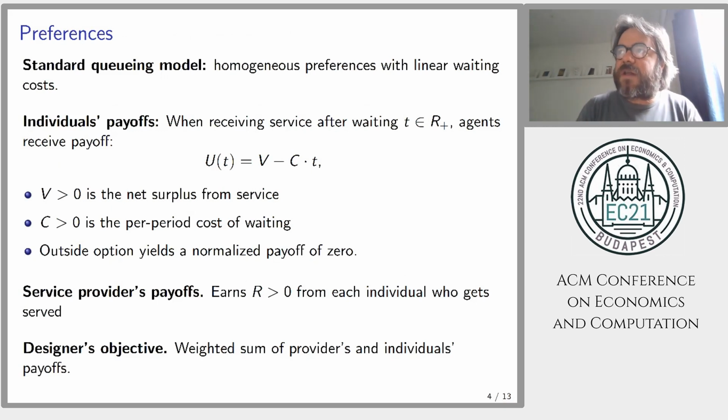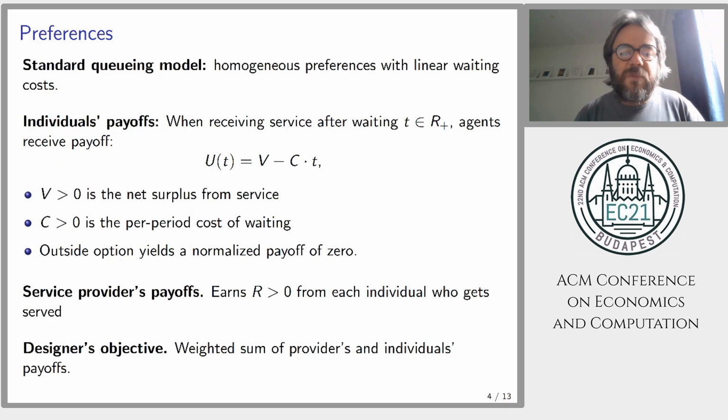So this is the utility that an agent gets if it joins the queue and gets served after a period of time of t. Now, if it doesn't join the queue, it is going to get some outside option, and we assume that its utility for the outside option is normalized to 0. Okay, so this is a description of the individual payoffs. Now the service provider will simply earn a flow payoff of R each time an individual gets served.